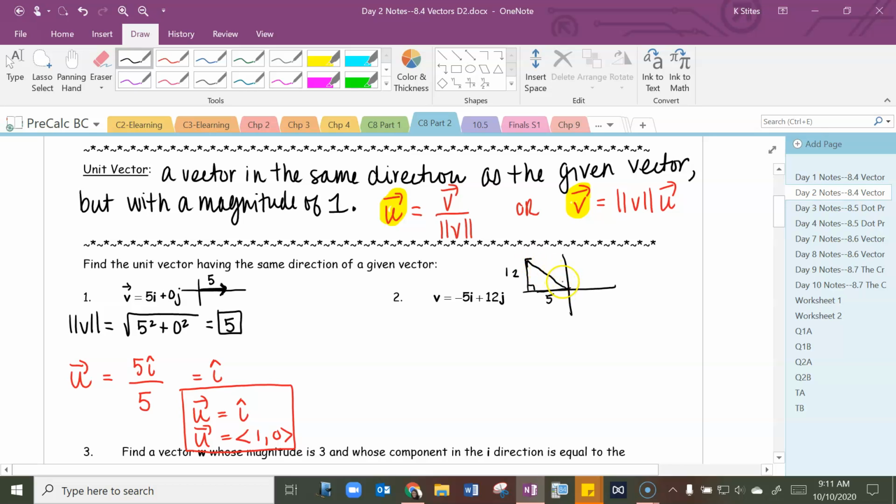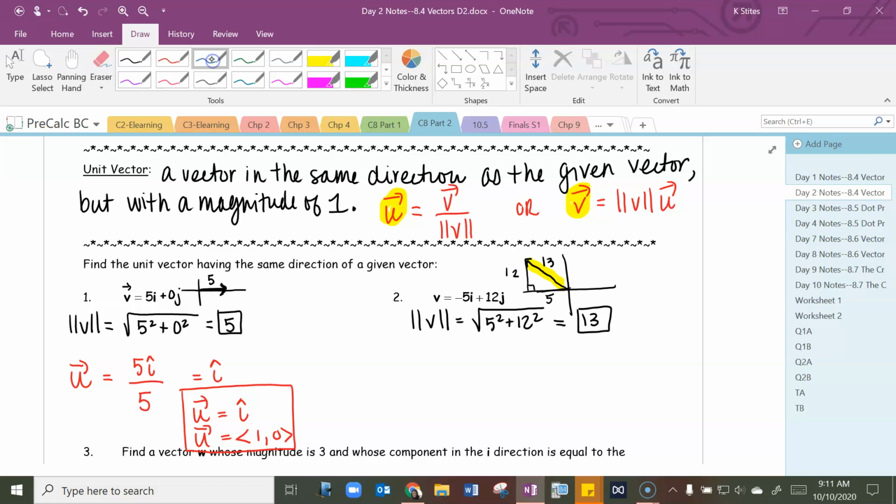So in order to find the magnitude, which is the length right here, we're basically just doing the Pythagorean theorem, right? So the magnitude of v is the square root of 5 squared plus 12 squared. And you might recognize this as a special right triangle. This should just give you the square root of 169, which is 13. Okay, so that's the magnitude or the length of this little arrow right there.